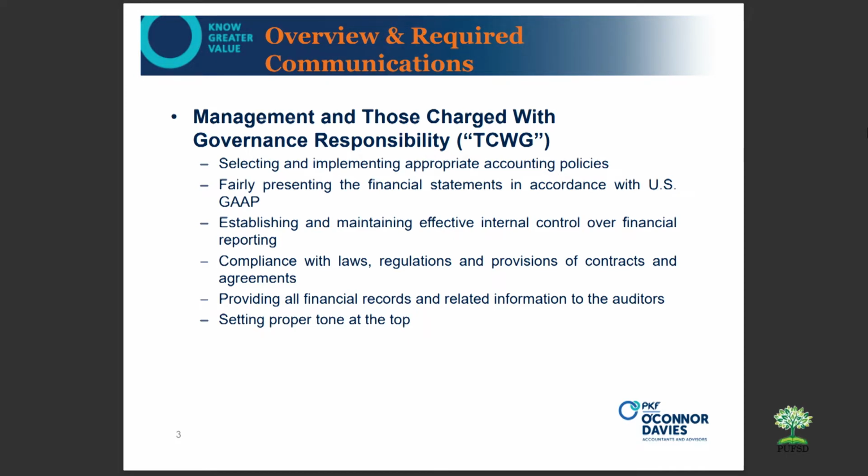You're obviously subject to many laws and regulations, whether it's state regulations or federal regulations. This year, the district received a lot of federal aid, like most districts did, because of the pandemic. So there's a whole set of other requirements that go along with those funds. You are required to make sure that any financial records that we ask for, that we get as part of the audit. Otherwise, there would be scope limitations, and you don't want any of that. And of course, as the board, you set the tone at the top.